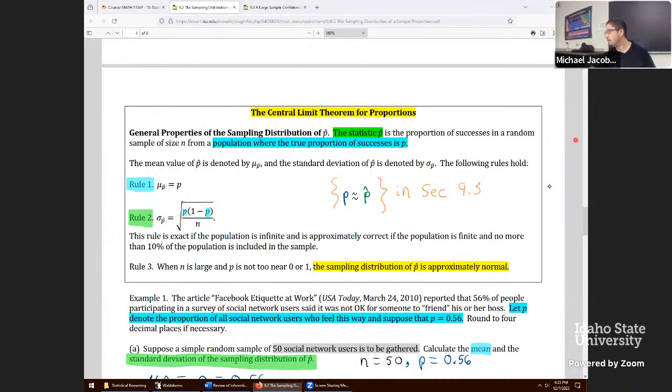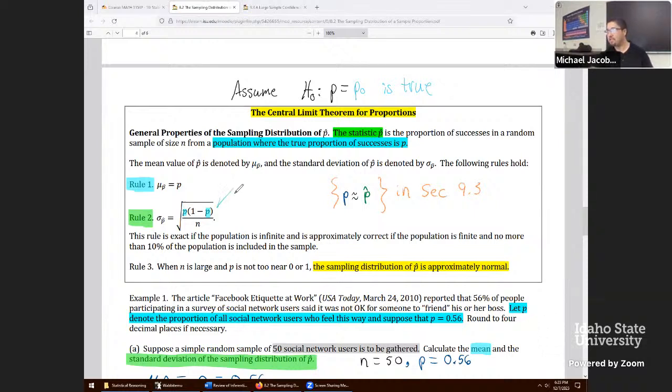We say, assume H0, that P equals P0, is true. It's always our first step in dealing with a hypothesis test. Assume the null is really true. And again, this is exceptional.